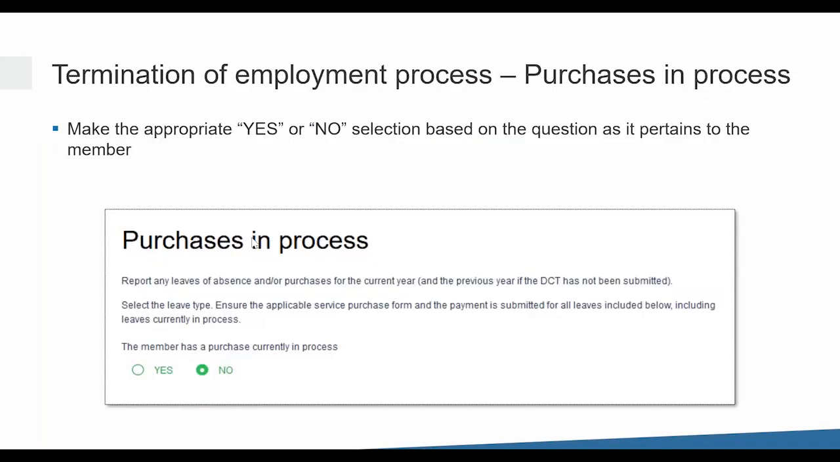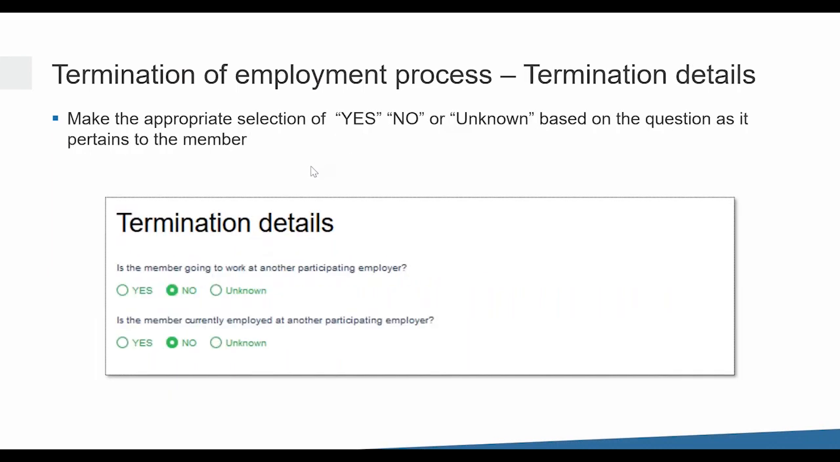Next, you will be asked if the member currently has any purchases in process. In this section, you would indicate if the member is going to work at another CAT employer. If you are aware of their future employment, please select yes or no. If you are unsure, please select unknown.